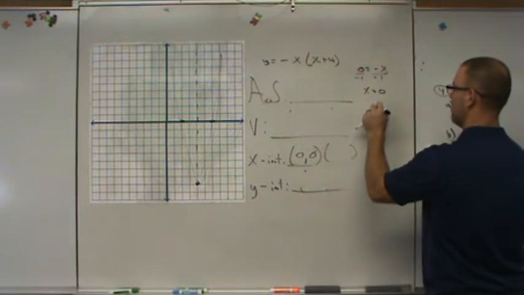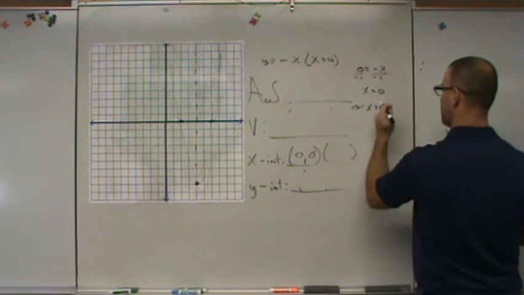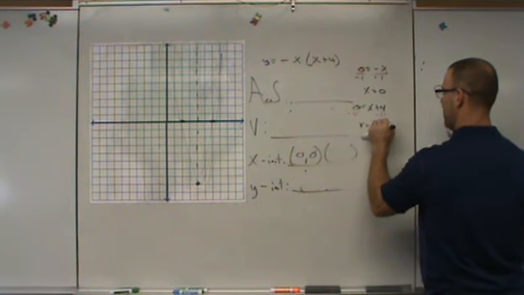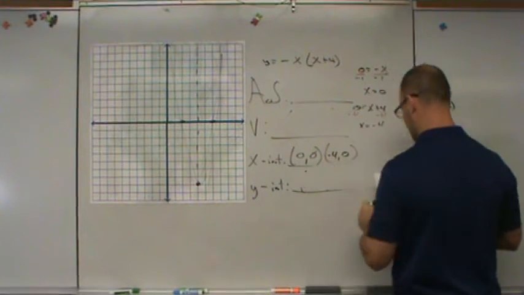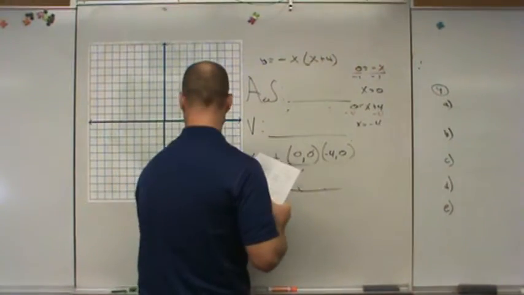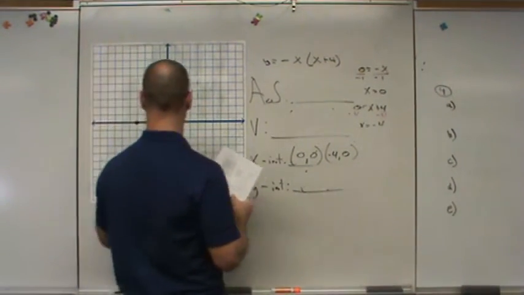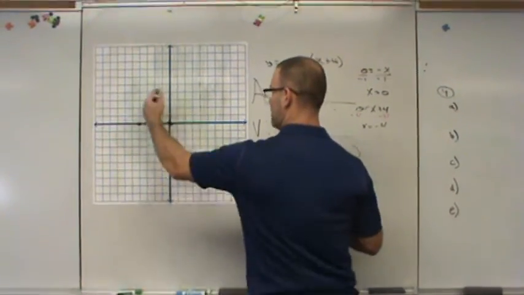And what about the other one? Well, x plus 4. 0 equals x plus 4. I'm going to subtract 4. So x equals negative 4. Negative 4 and 0, there are my two x-intercepts. So 0, 0 and negative 4, 0. There's my two x-intercepts. Again, remember my graph is opening down.